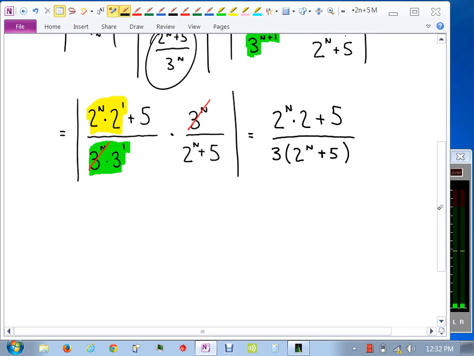Yay or nay? Is this... I'll distribute. How about this? 2 times 2 to the n plus 5. Just change the order on top. Absolute value. Oh, I dropped the absolute value. Why did I drop the absolute value? They're all positive. Okay, that's what I have, right? That's what I have.